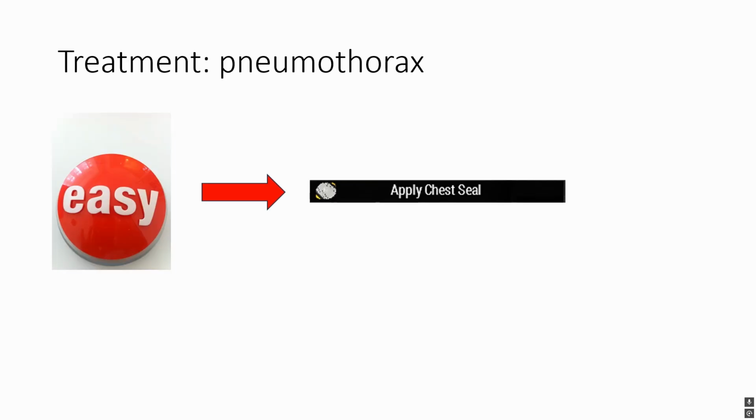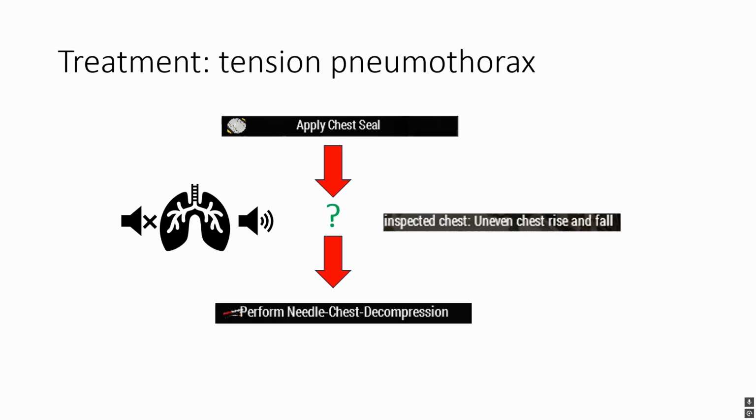So the treatment, I'll start off with the pneumothorax. Pretty easy, it just requires a chest seal. After that, you're done. Then a little bit harder, the tension pneumothorax. I want you to apply that chest seal. Then reassess, look if, for example, in the unconscious patients, the chest is uneven, or if you find in the auscultation that there's still diminished breath sounds, you will have to perform that NCD.